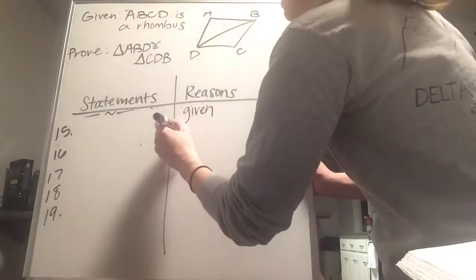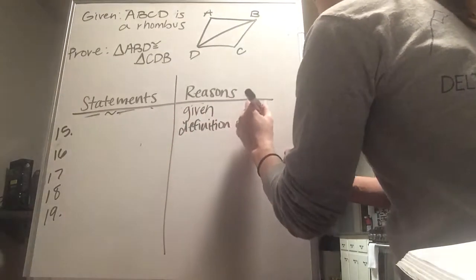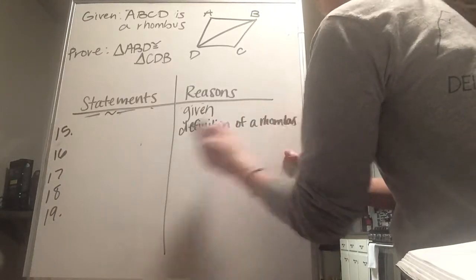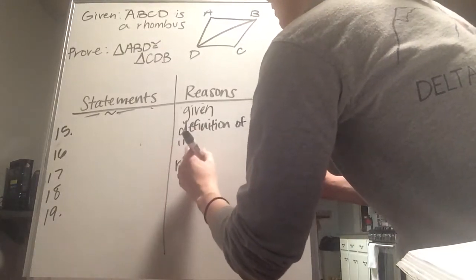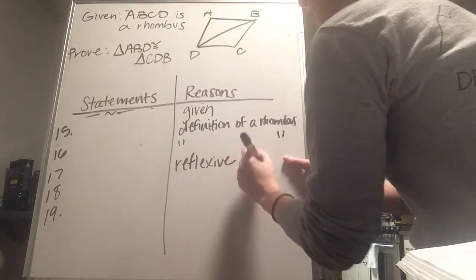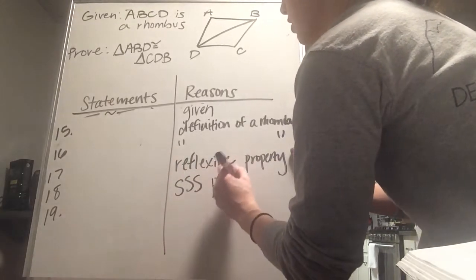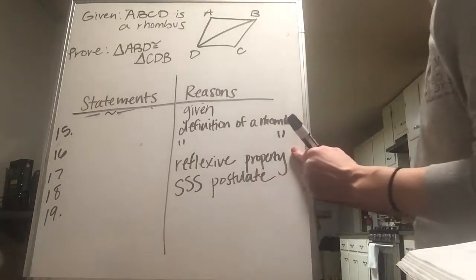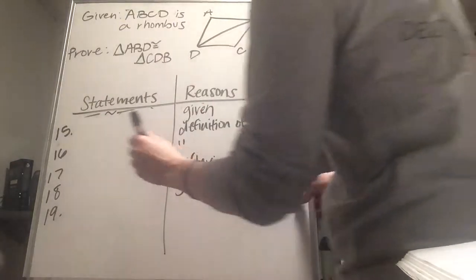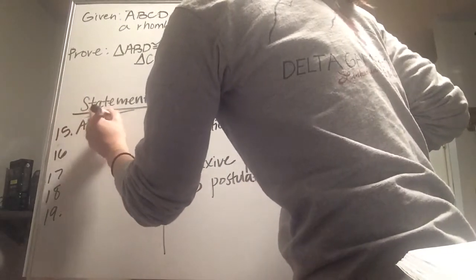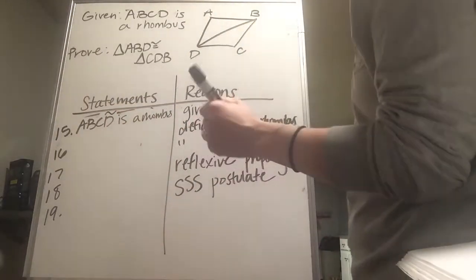The second is definition of a rhombus. The next reason is definition of a rhombus, reflexive property, and lastly, we're going to prove that these triangles are congruent because of the side-side-side postulate. So we're looking for 3 sides. So what is given to us? Well, there's only one piece of information, so we can plug that in our statement, that ABCD is a rhombus.